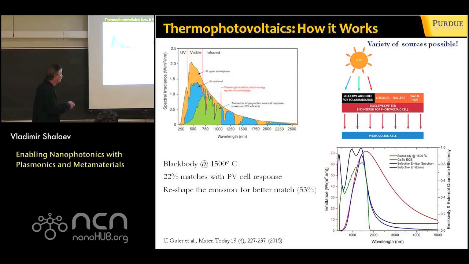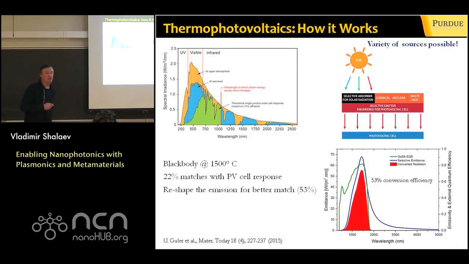You basically reshape the emission for a better match. So in this case, you could count on 53% conversion efficiency. That actually beats photovoltaics already, and that's very real. So the only thing you need is to heat it up. As I said, you don't even need the sun for this.